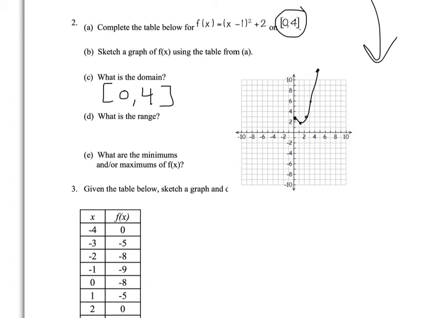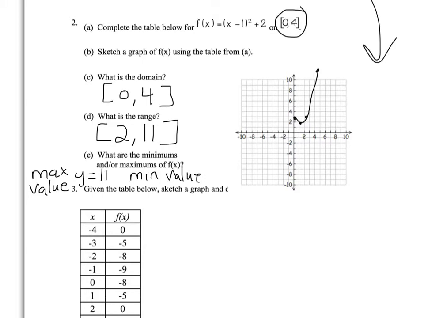So the range over this restricted domain looks like the absolute minimum y value is 2. It looks like the maximum y value is 11. And we get all y values. Y can be anything from 2 to 11. Look at that graph. Maximum and minimum of f of x. Well, the max value is y equals 11, and the minimum value is y equals 2.